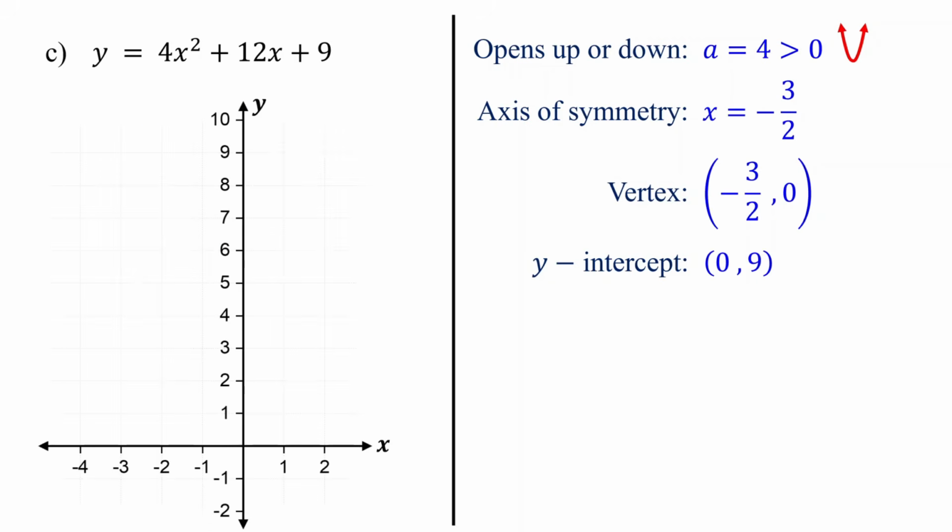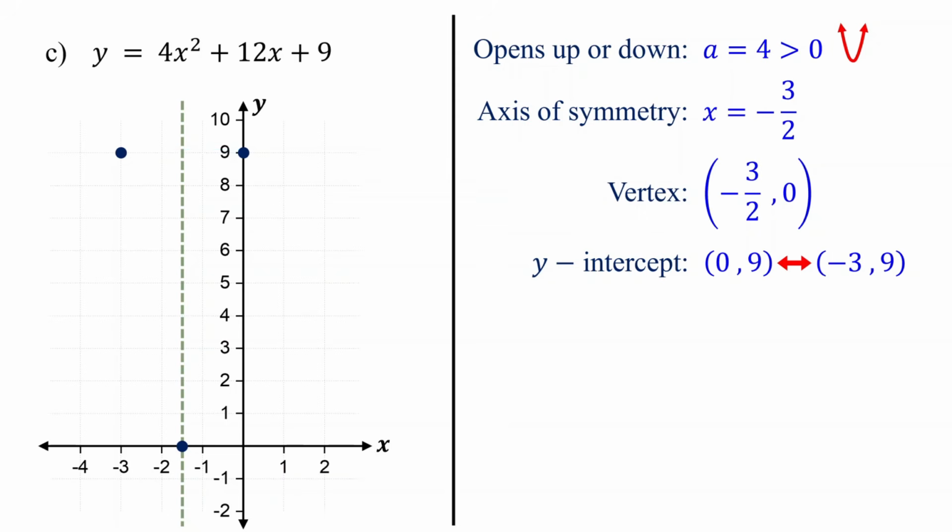Now plot these points on the graph. The axis of symmetry is the line x equals -3/2, which is the same as -1.5. The vertex is the point -3/2, 0. The y-intercept is the point 0, 9. Also locate a point symmetric to the y-intercept across the axis of symmetry. The y-intercept is 1.5 units to the right of the axis of symmetry. So, a point 1.5 units to the left of the axis of symmetry, which is -3, 9, is also on the parabola.